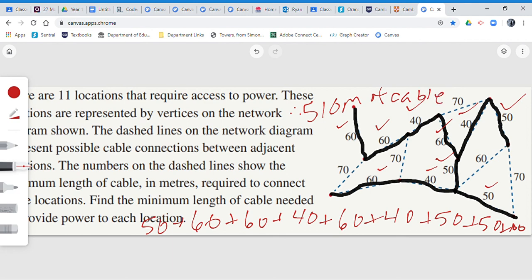So there is the example. Using Prim's algorithm, I'm always picking the shortest of the paths to help pick which way you're going to go.